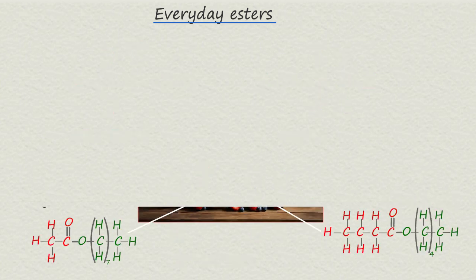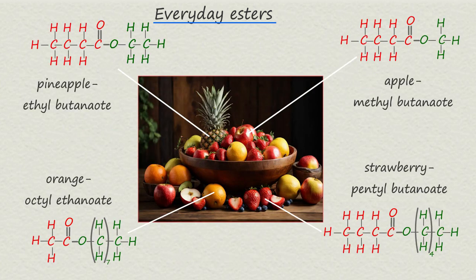Finally, if you pause this video and look at the esters found in the fruits shown, you should be able to work out the names of the alcohol and the carboxylic acid used to make these esters.